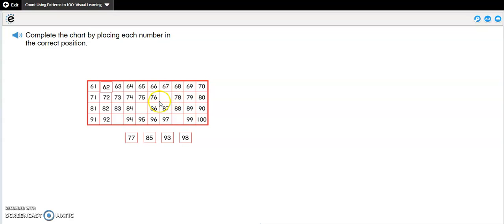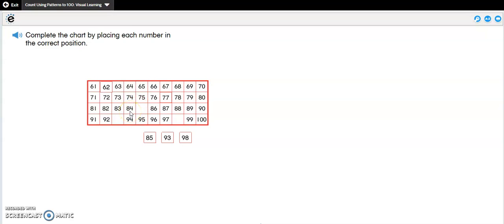61, 62, 63. That sounds right. Let's look at this space. Before it comes 76. After comes 78. They both have 7 in the tens place. This number has 7 in the tens place. Let's check. 76, 77, 78. Great job.